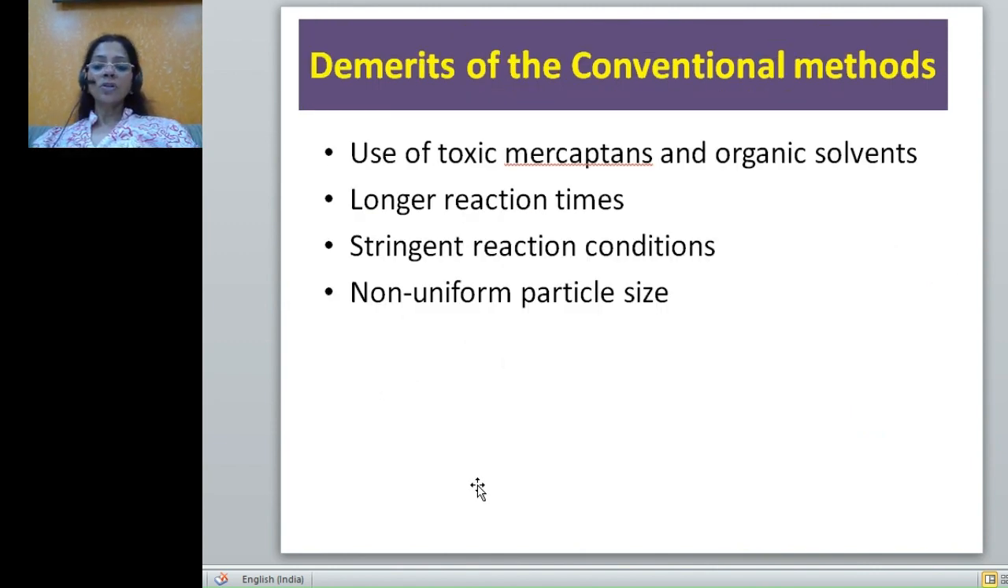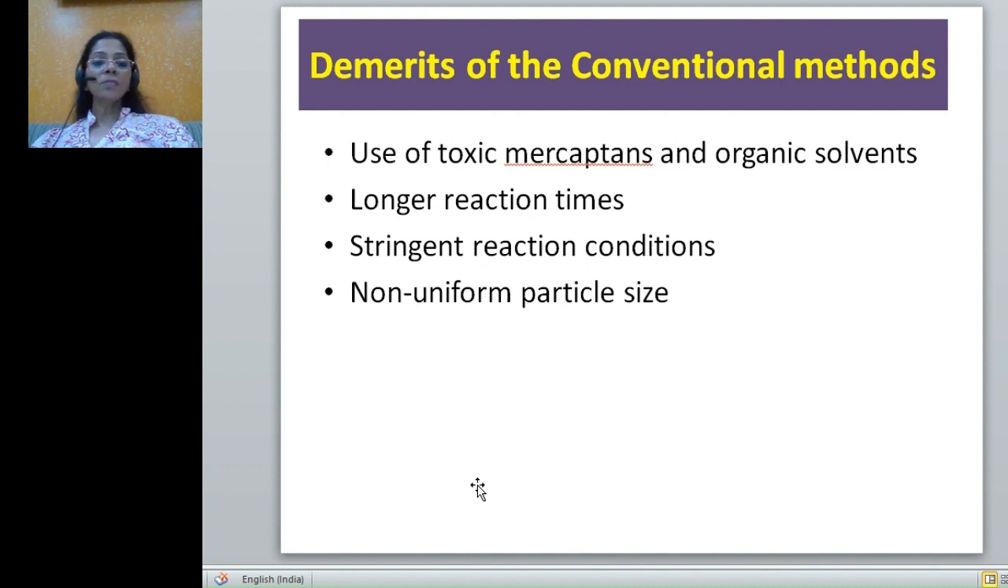Now these conventional methods have their own limitations. We are using the toxic mercaptans, we are using the organic solvents, and nowadays there is a lot of discussion on the toxicity or the long term effects of the organic solvents. So in these conventional methods we are using the mercaptans and the organic solvents.